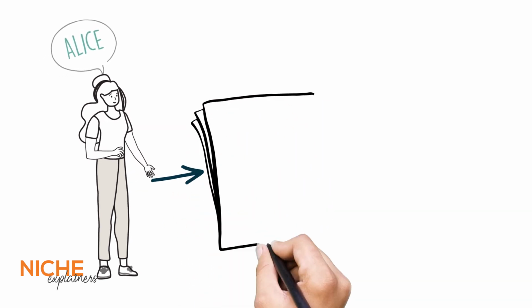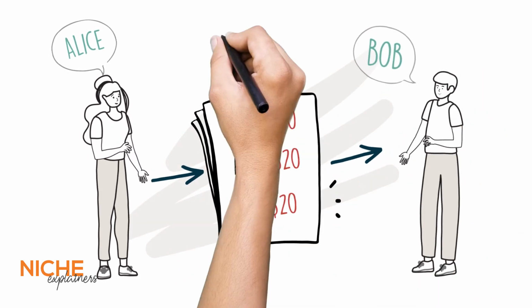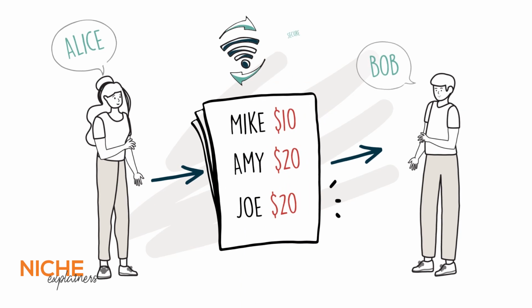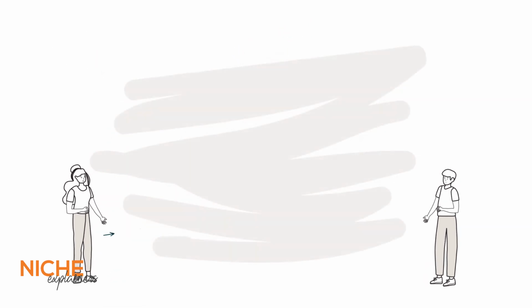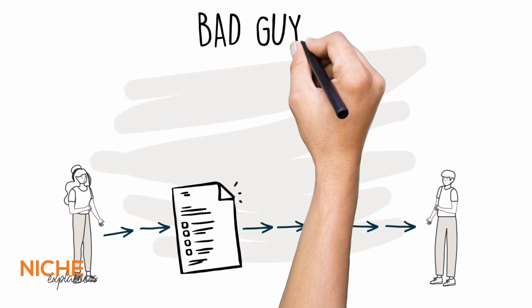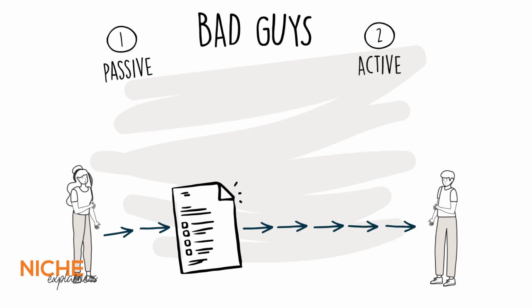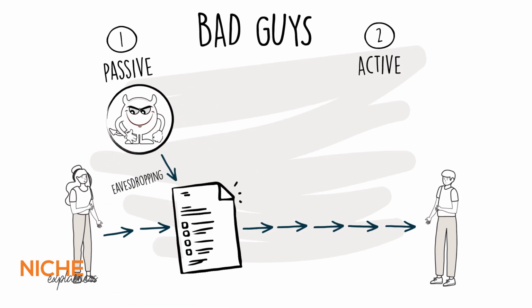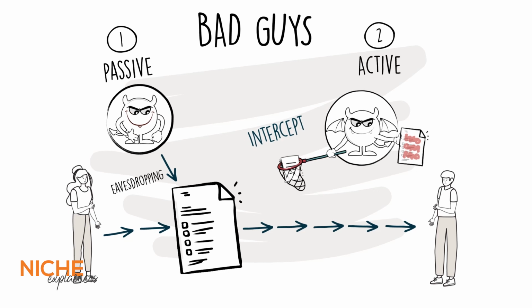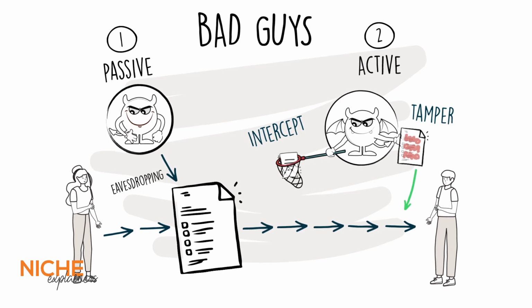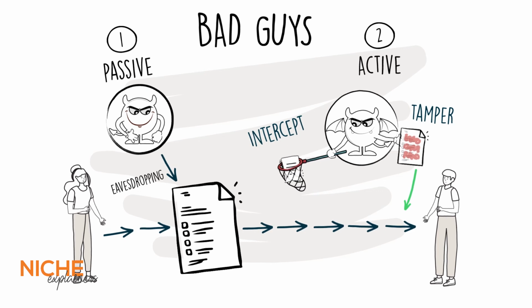Alice needs to transfer a file containing employee salaries to Bob over the internet, and it needs to be done securely. But what do we mean by secure? Imagine a world with two different types of bad guys, passive and active. There are bad guys that passively listen into other people's communication and steal confidential information. There are also bad guys that actively intercept messages, tamper with them, and then send them on to the intended recipient. Different levels of security can defend against one or both types of bad guys.